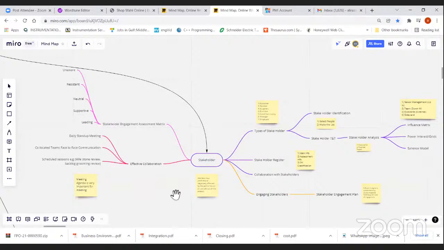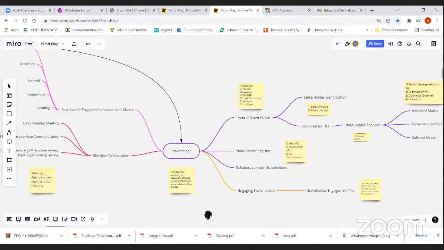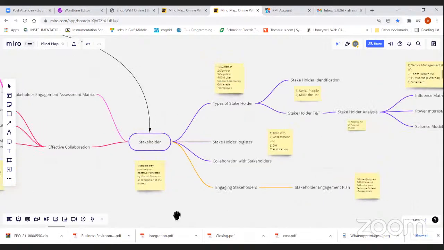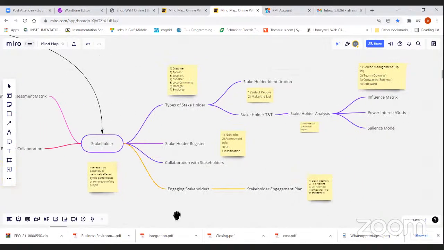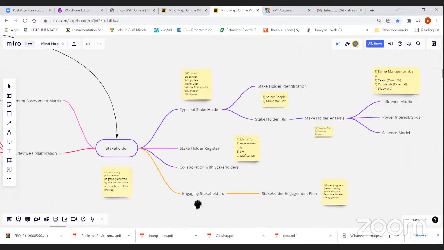Okay. So for the stakeholder, we look into the types of stakeholders and then we identify the stakeholders, and we do a stakeholder analysis where we look into the influence matrix, power interest grids, and the salience model. Then we have collaboration with the stakeholders, doing the assessment and classification, and then engaging with stakeholders, and doing the stakeholder engagement plan where we have expert judgment, hold meetings, and use analytical techniques for the level of engagement. Do we have something on the other side also?